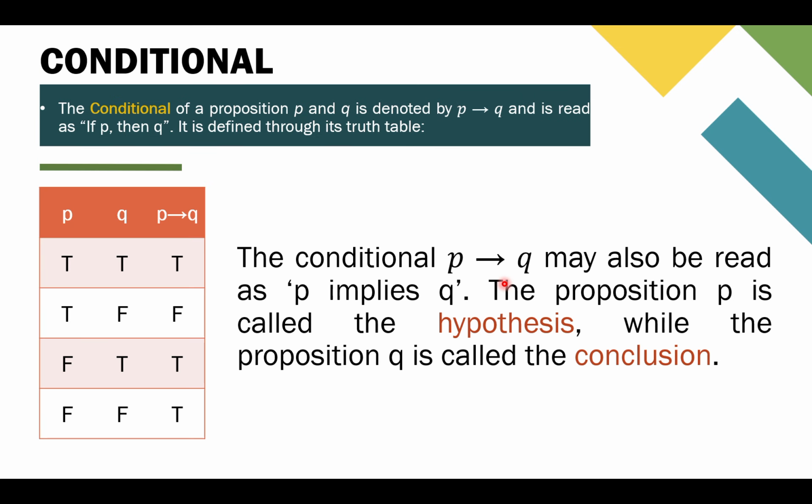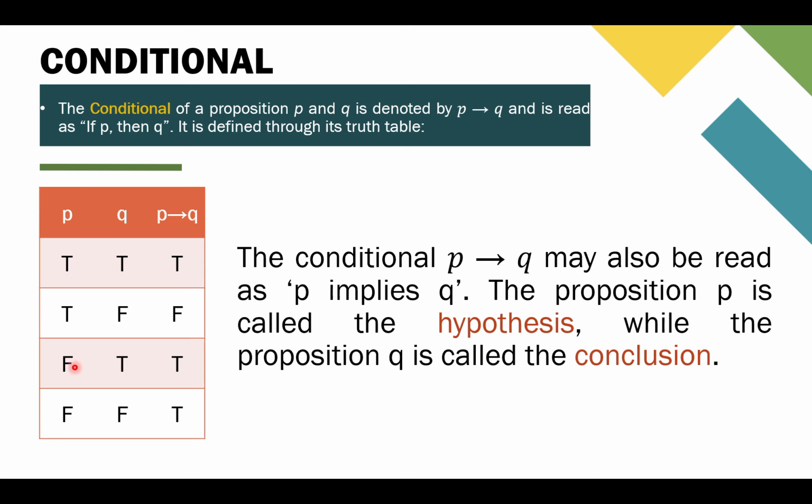Next, we have the fourth logical operator, that is conditional. The conditional of propositions P and Q is denoted by P arrow Q, that is read as if P then Q. This is its truth table. If P is true, then Q is true, therefore the statement is true. But if P is true and Q is false, then the statement is false.